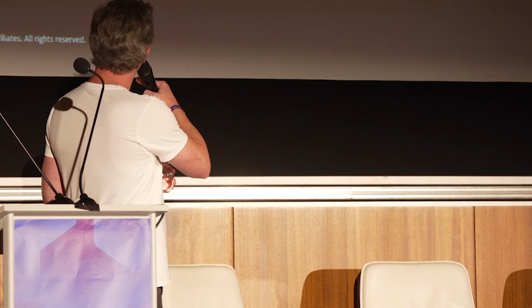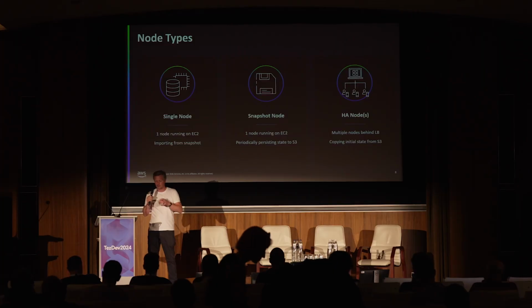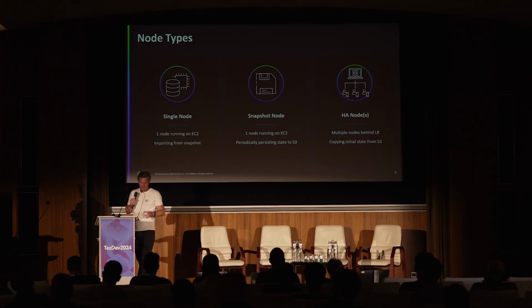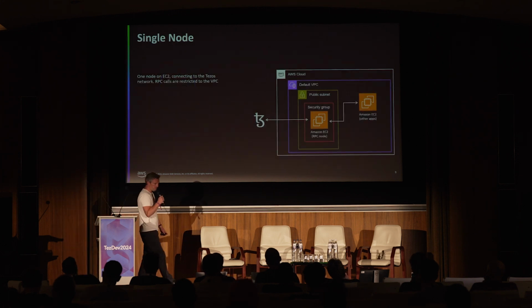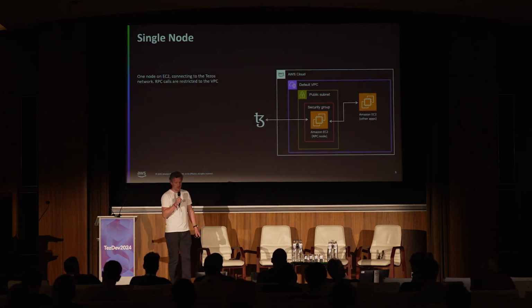For the HA nodes, we have this so-called snapshot node in between. I'll go into more detail for that in a bit. That is really something that we need to run the HA nodes. So the choice, if you use the node runner script, is normally between the single node and the HA nodes. I'll go into them in more detail.